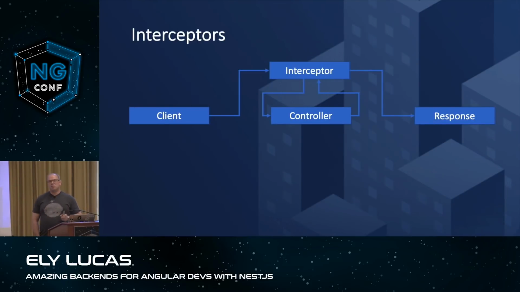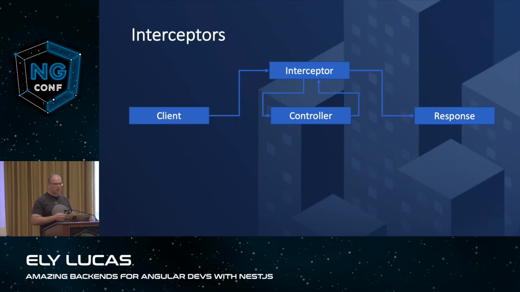Next, we have one of these Nest building blocks called Interceptors. An interceptor is a specialized piece of middleware that lets you peek into the request as it goes through the system. So you can take a look at the request before it reaches the controller, and after the controller is done with it before it goes out as a response. And there's lots of things you can do with interceptors, lots of cross-cutting concerns like logging or error management.